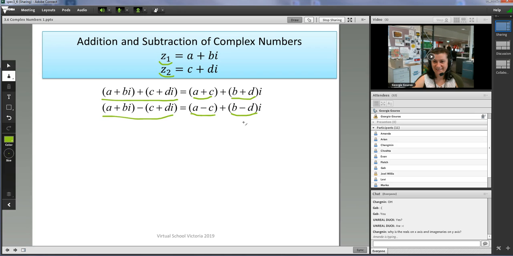Why is the real on the x-axis and the imaginary on the y-axis? Shagmin, I don't know why. I don't. Somebody made up that system of representing. That's like a convention.